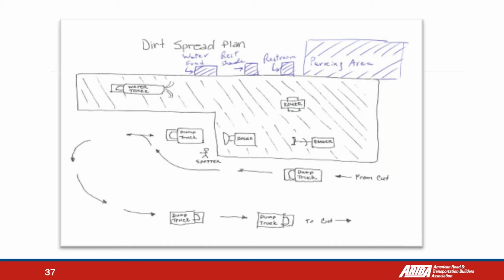So this is another way to put it, just handmade drawings, okay, but indicating, hey, the water and food is here, rest and shade is here, restroom here, parking areas there. So this basic information is going to be very helpful. Really, it's helping to prevent accidents.